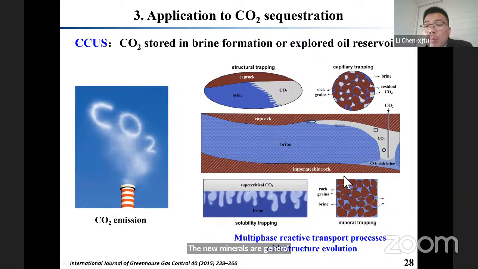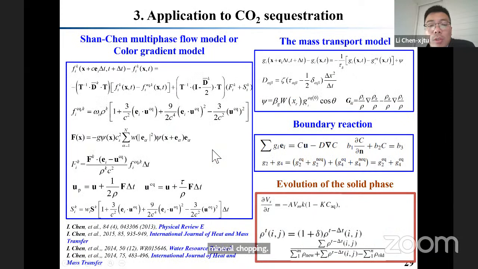So it is also very difficult to conduct in situ experiments. So in our group we developed a pore scale modeling method to try to understand the mechanisms of capillary trapping, solubility trapping, and mineral trapping. Okay. So in our group we developed the following model. We developed a multi-phase flow model and a mass transport model, and particularly we consider the chemical reactions and the evolution of the solid phase due to the chemical reaction. That means here we consider the dissolution of the rocks, so the structures of the rocks are changed in our simulation.